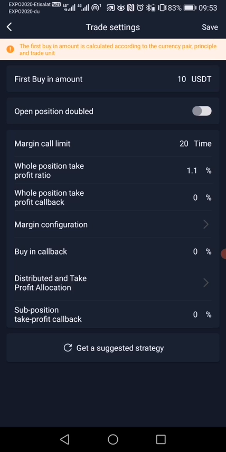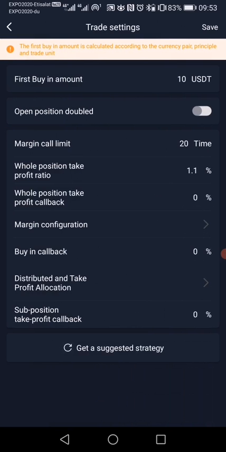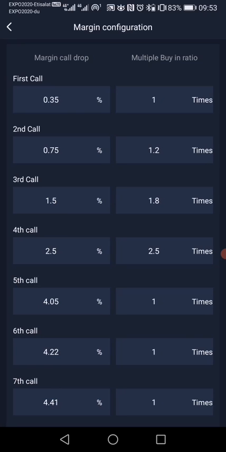Then the distribution take profit allocation is only applicable from the 5th margin call. If you look at what I'm showing there, it's only applicable to the 5th margin call. That is the percentage you want to be taking your profit. What it means is that if the robot buys the 5th position, in the margin configuration, the 5th position here is 4.05. I say, okay, once the price drops by 4.05, buy for me.